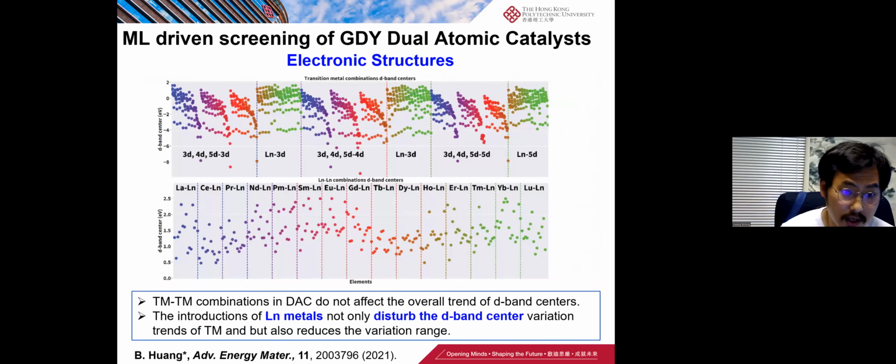We found that the transition metal combination does not change the d-band centers and trends significantly. As the d-electron count increases, the d-band center shows a downshifting trend. However, the introduction of lanthanide metals shows significant perturbation to the electronic structures. The hetero-coupling DACs display evidently different d-band centers regarding both the evolution trend and range.